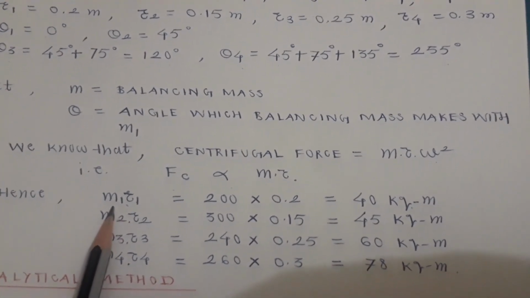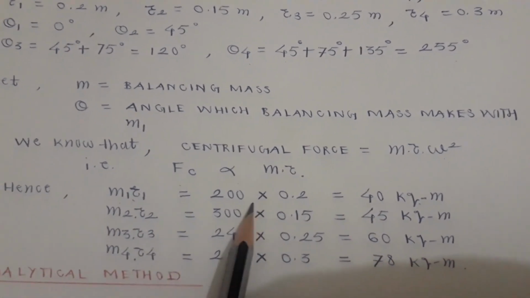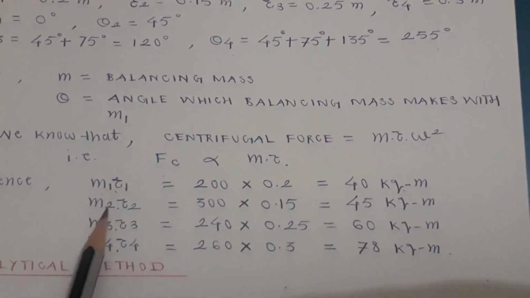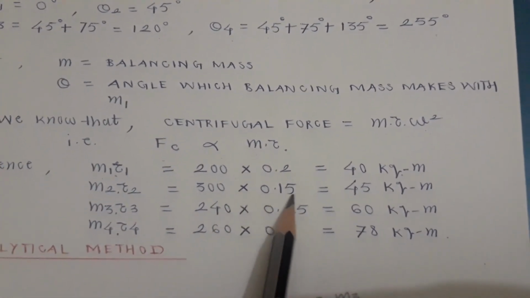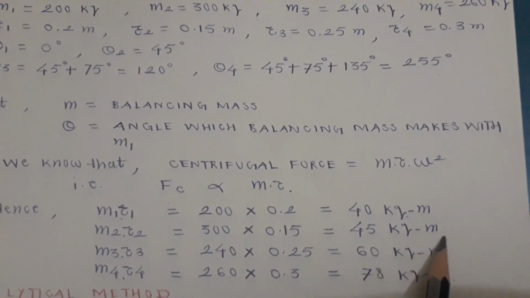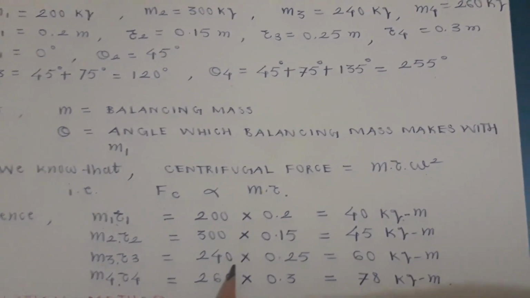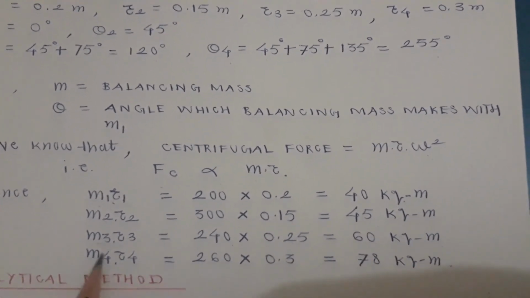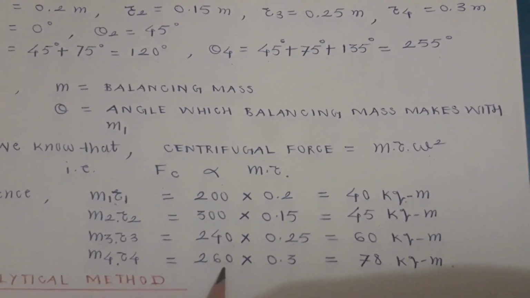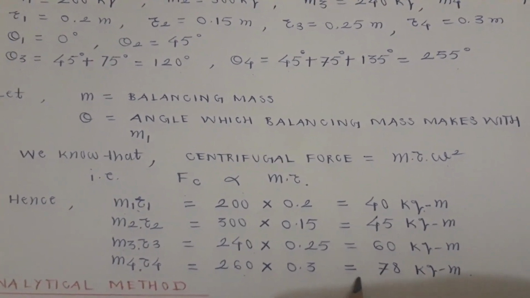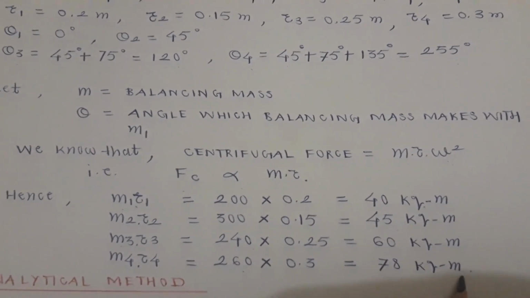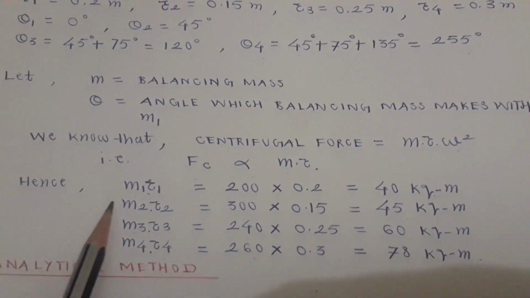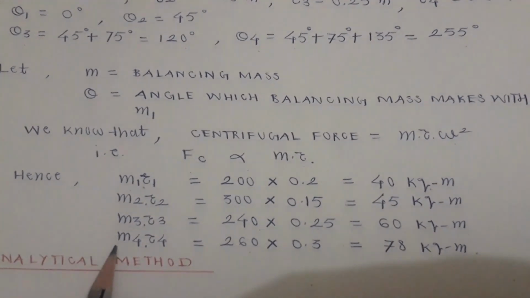So m1 r1 is 200 into 0.2, which is 40 kg meter. m2 r2 is 300 into 0.15, so it will be 45 kg meter. m3 r3 is equal to 240 into 0.25, so it will be 60 kg meter. And similarly m4 r4 is equal to 260 into 0.3, which is 78 kg meter. So here we have calculated all the centrifugal forces for the masses m1, m2, m3 and m4.